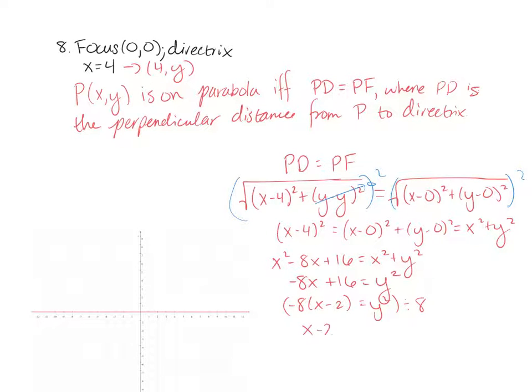So I get x minus 2 is equal to negative 1/8 y squared. Okay. And then to make it look like how I normally would like to see a parabola, x is equal to negative 1/8 y squared plus 2. So this tells me my vertex is (2, 0), because h is 2 and k is 0. And I know my focus is (0, 0), so I'm going to plot what I know.